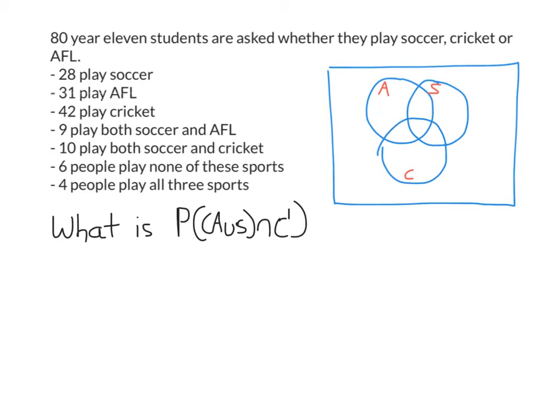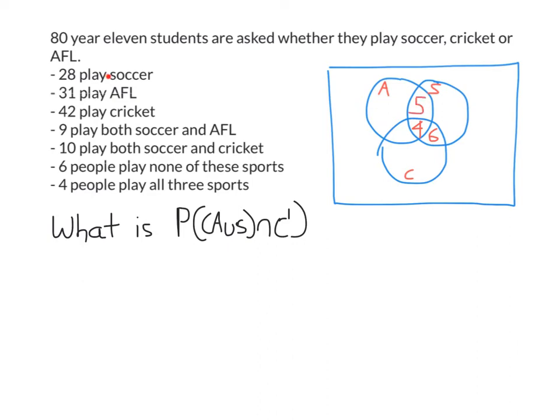If 4 people played all 3 sports, 4 go here. This is where all 3 circles overlap. So I know 10 people play both soccer and cricket. So that means 10 people need to be in this region here. I already have 4, so I need 6 more. Similarly, if 9 people play both soccer and AFL, I need to have 9 in this region. I already have 4, so I add another 5 up here.